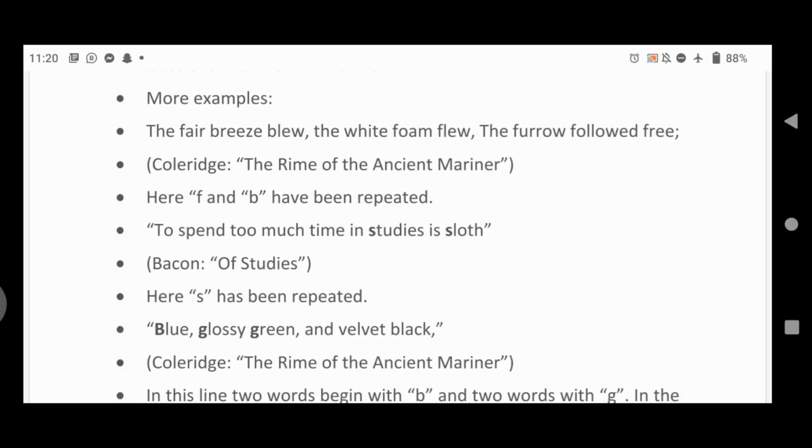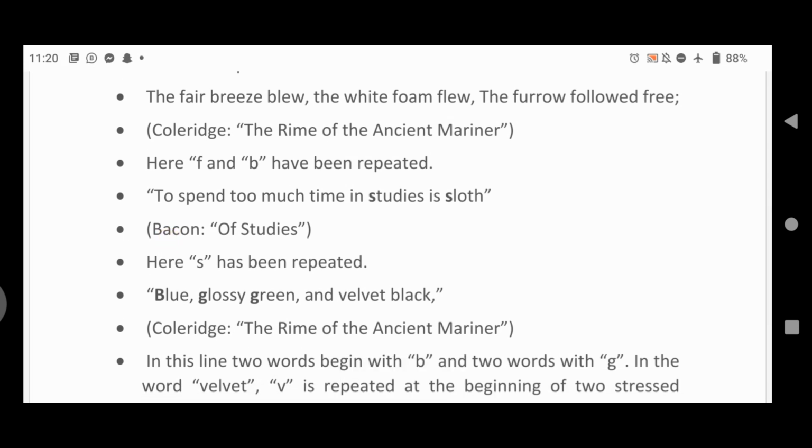Now see, to spend too much time in studies is sloth, written by Bacon. The title of the work from which the example has been taken is Of Studies. Here the sound of S has been repeated many a times.